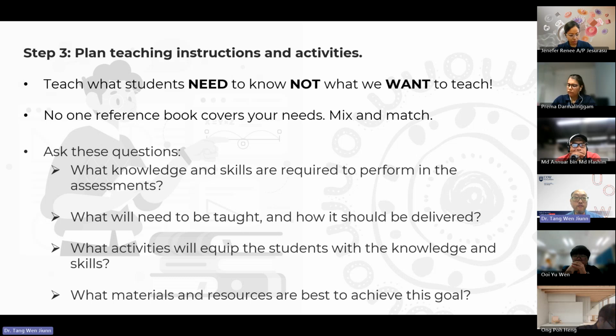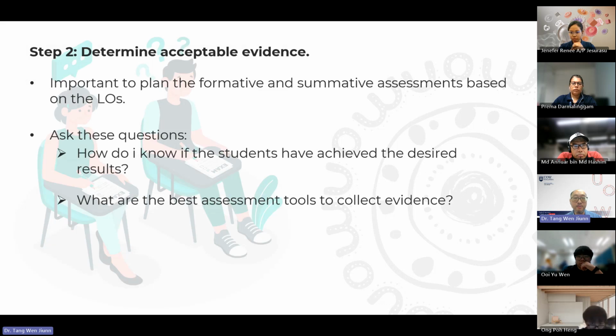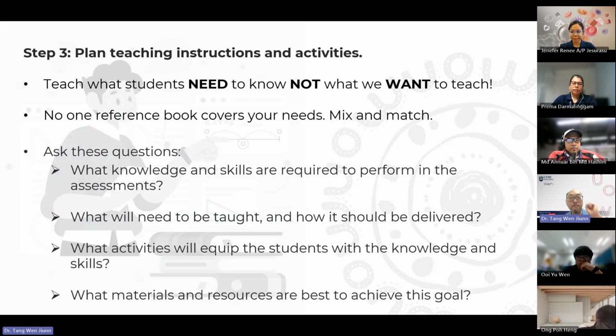Clear? So for us, most of the time, if we try to look back at our own lesson design, I dare to say 80% of us start from step 3 first. We do step 3, then only we go to step 2. We always prepare our content, then only we plan our assessment. Am I right? The proper way is actually to plan your assessment first, then only plan your content. That should be the way.